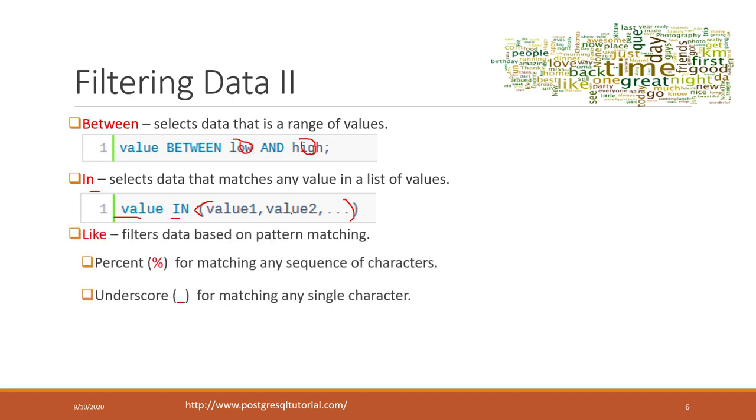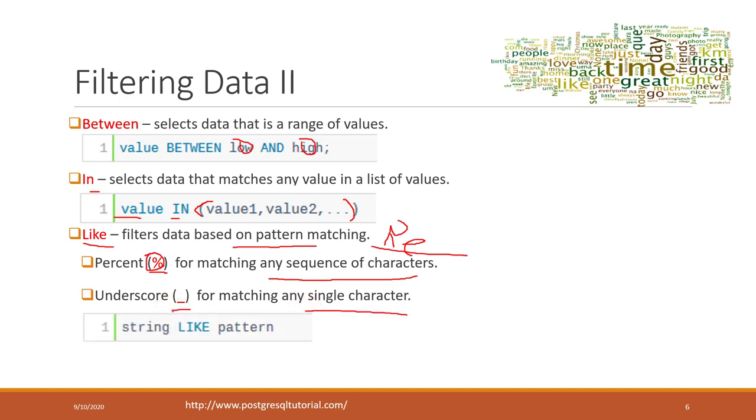We can also use the LIKE statement. The LIKE statement filters data based on a pattern. If you remember, in Python we talked about regular expressions. It's something like that, but not as powerful. Specifically in LIKE, you can use percentage to match any sequence of characters, and underscore for just a single character. So the string will match the pattern that you defined here.